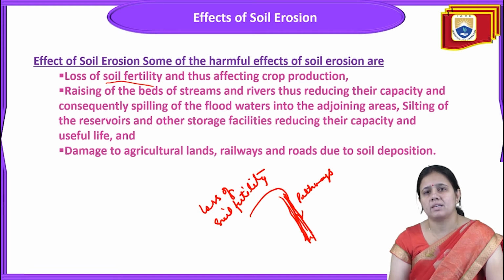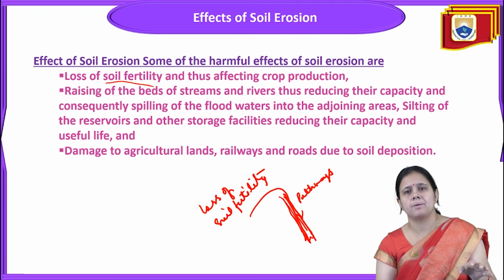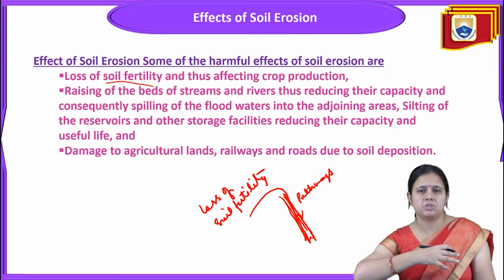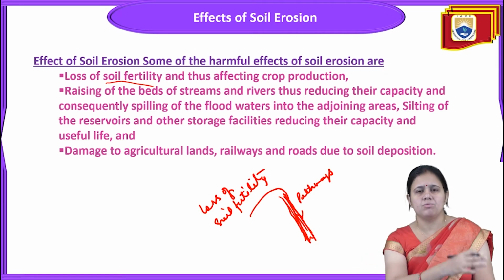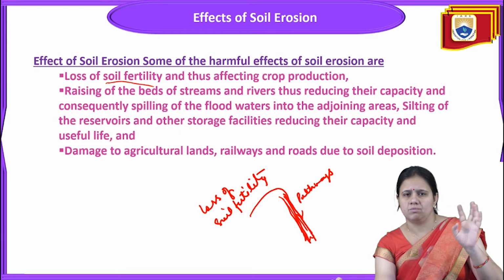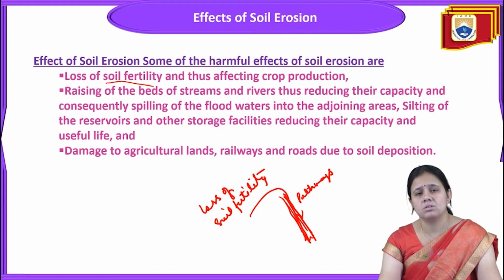Next is the damage to agricultural land, railways and roads due to soil deposition. Due to soil erosion, some agricultural lands and railways will be damaged. There will be deposition due to wind force. Soil particles will move from one place to another and will be left where the wind is reduced. Sometimes it reaches the railways and the roads, causing blockage in the road and accidents also. So these are the reasons of soil deposition.